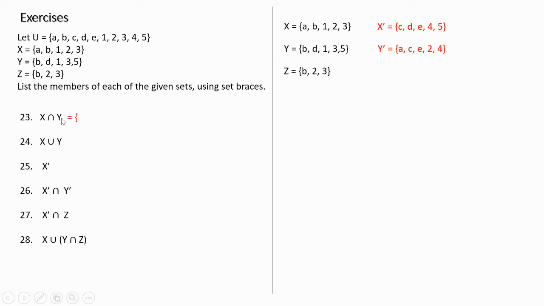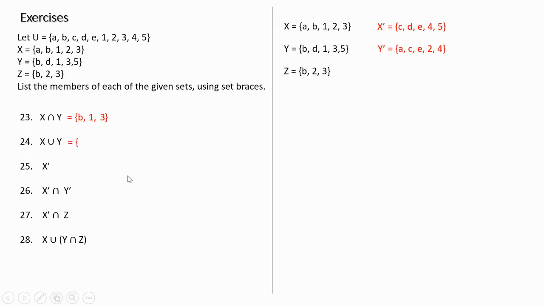Where X intersects Y, or X and Y, what do X and Y have in common, or where do they intersect? We go to X and Y. So let's see here. Do they both have a B? Yes. So B is my first element. How about a 1? Yes. How about a 2? No. How about a 3? Yes. So that's my answer for 23.